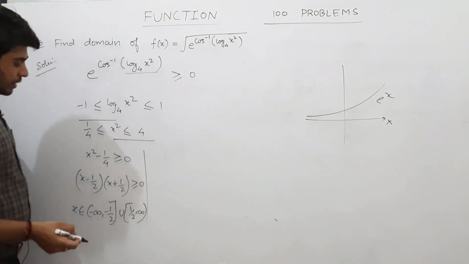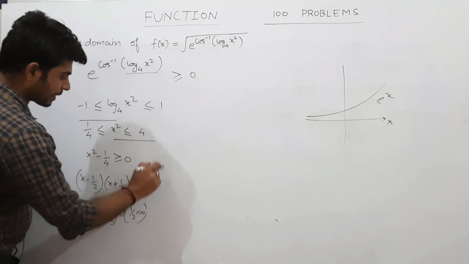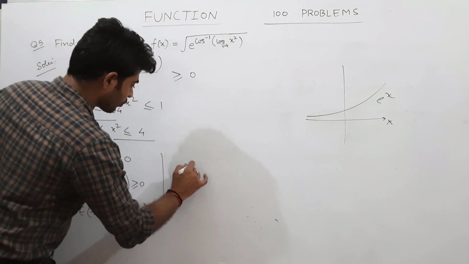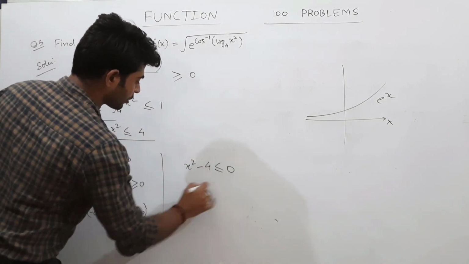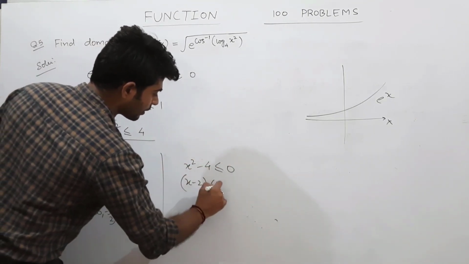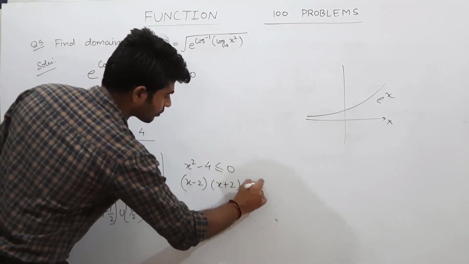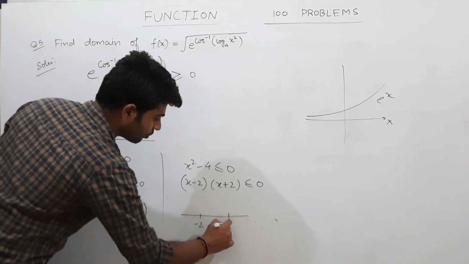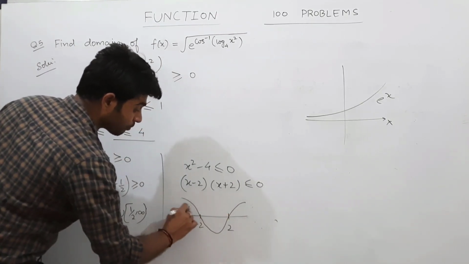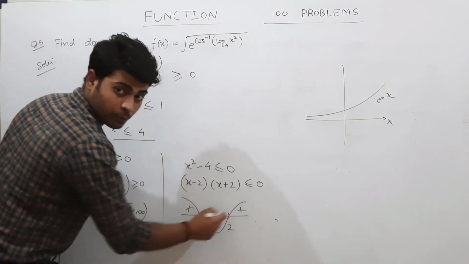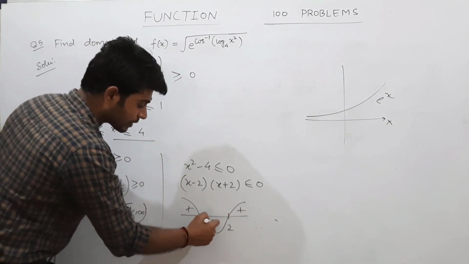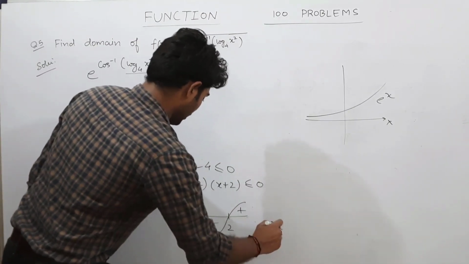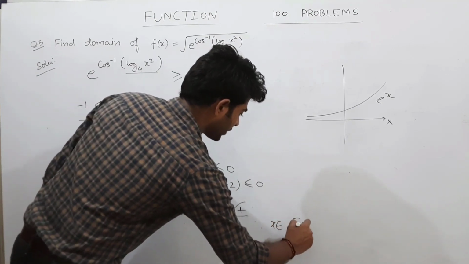Now on the right side inequality, when we solve here, we will get x square minus 4 less than or equal to 0, means x minus 2 into x plus 2 less than or equal to 0. So again the same wavy curve concept we are applying, and we get the wavy curve like this. Before minus 2 it is positive, after 2 it is positive, in between minus 2 to 2 it is negative. So in this case x belongs to closed interval minus 2 to 2.